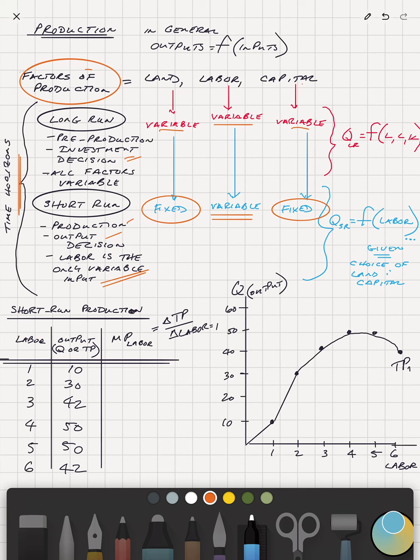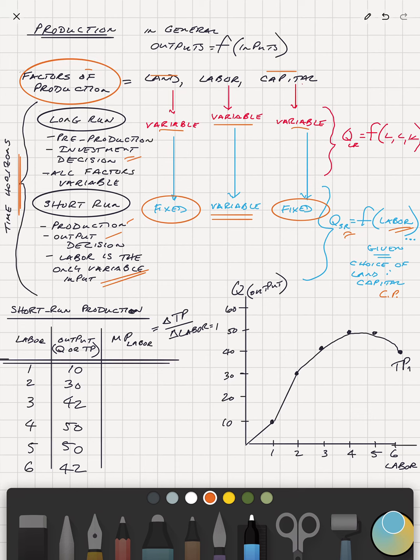So now you can see the short run production function over here to the right. It says the output that you can produce in the short run depends on the amount of labor that you hire, dot, dot, dot, given your choice of land and capital. And that's where our friend ceteris paribus comes in. So in the short run, we're effectively holding this and this constant. The only thing that you can change in the short run is the amount of workers that you employ. So let's look at a short run production function.